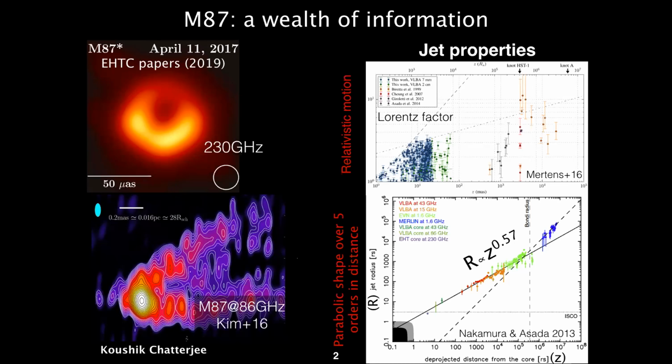But one thing more that you can do with these images is extract different properties of the jet, such as the Lorentz factor, seen over here in the top right plot, where I'm showing the Lorentz factor on the y-axis versus the projected jet height on the x-axis, and all of the different data points are the Lorentz factors calculated by tracking individual features in the jet. We also have the jet structure, where if you plot the jet radius versus the jet height, you come up with a parabolic structure over 5 orders of magnitude in distance.